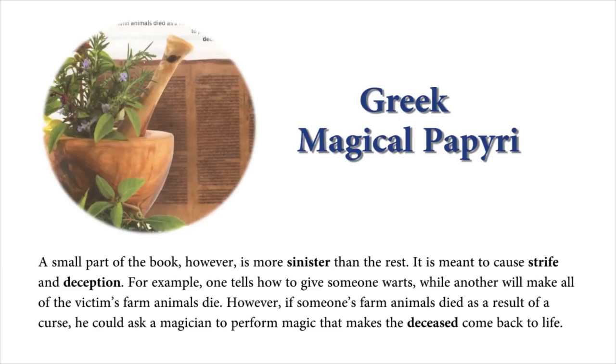A small part of the book, however, is more sinister than the rest. It is meant to cause strife and deception. For example, one tells how to give someone warts, while another will make all of the victim's farm animals die. However, if someone's farm animals died as a result of a curse, he could ask a magician to perform magic that makes the deceased come back to life.